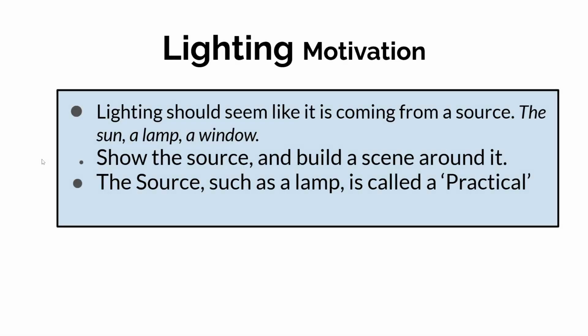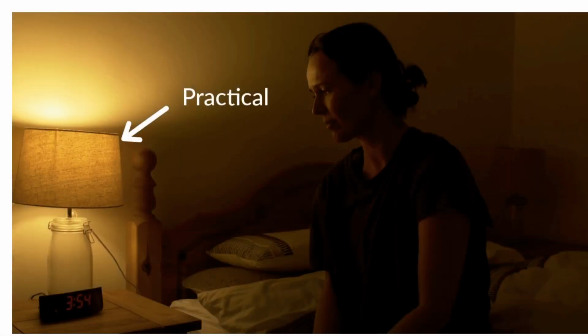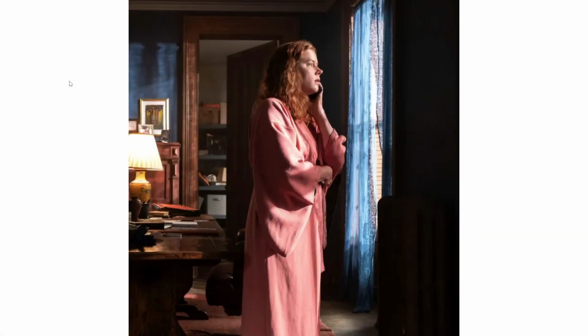So lighting motivation: the light should seem like it is coming from a source, the sun, a lamp, a window. Show the source and build a scene around it. The source, such as a lamp, is called a practical light, right? So I wasn't on the set, but I'm going to reckon they had an actual film light kind of shaping this scene. But we as the audience are like, well, where's the light coming from? These are called practicals. It's practically lighting, and it's moving and motivated in a way that I would assume light would work. That light is gradually dissipating in the background, right? So it's hitting the actress in ways I would assume accurate to light. So we got two practicals. We have a window, we have a lamp, and again, the light is moving in a way that I would believe.